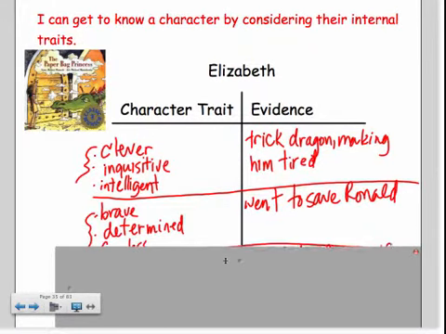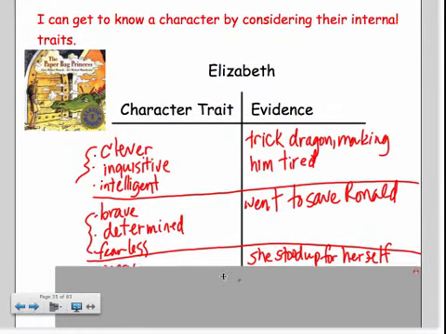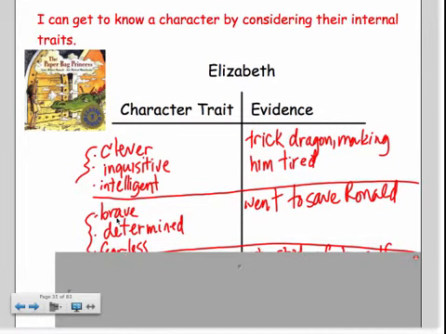Some other character traits that I've got, and again, these three sort of go together, as sometimes character traits do, is that she's brave, she's determined, and fearless. So again, all of those are similar, and she proves this, and shows the evidence of it when she is going to save Ronald, that she leaves the castle and heads out to try to find him, and that she faces the dragon. Not everyone would do that, but she's not afraid. She goes right up there, and with that bravery, once she's there, she shows that she's clever by tricking the dragon.